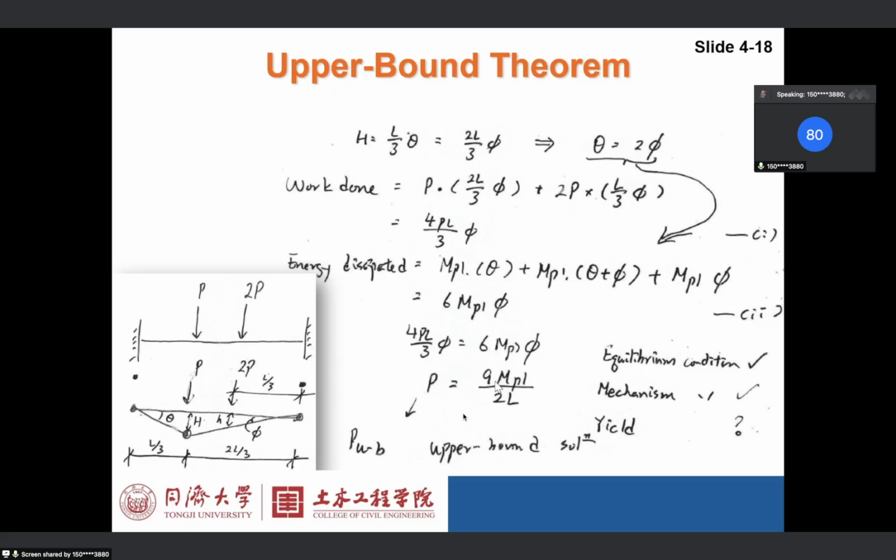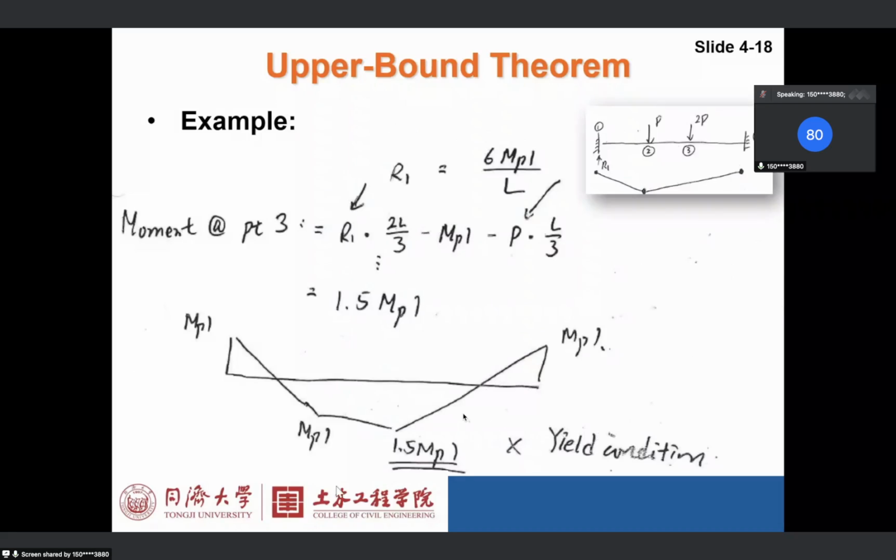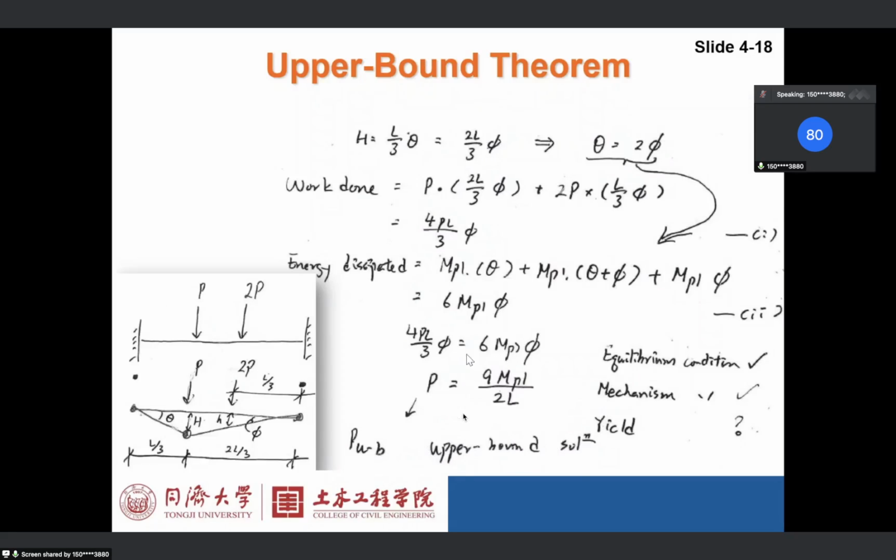And then we get P is 9, remember, 9 MPL over 2L. Okay. So this is an upper bound solution. The equilibrium condition is satisfied, the mechanism condition is satisfied, but the yield condition, as I mentioned, is not satisfied. So what we get is an upper bound solution. Okay, so the real solution should be less than this upper bound solution. Let's say this P is PUB. UB means upper bound.